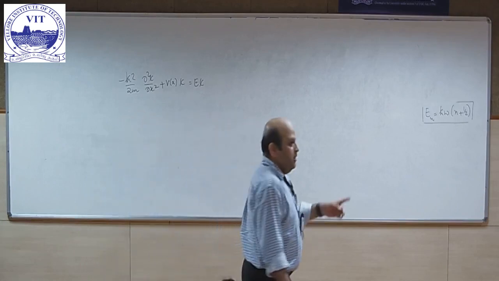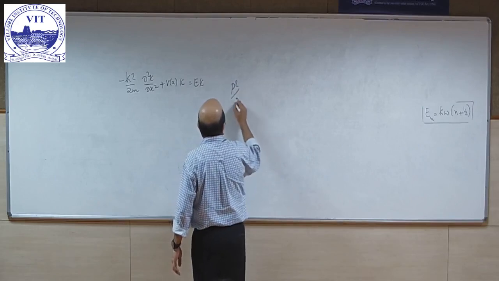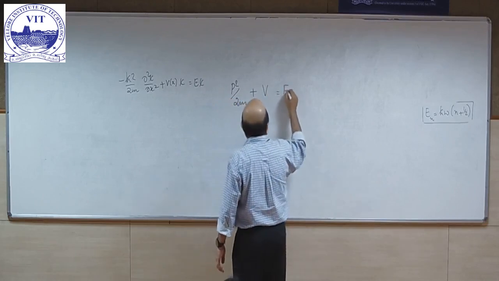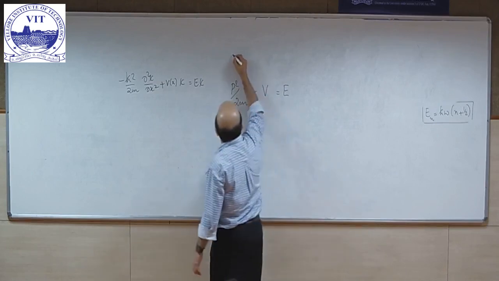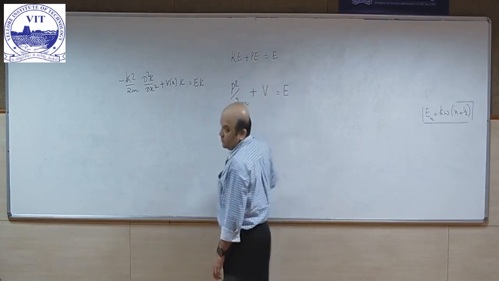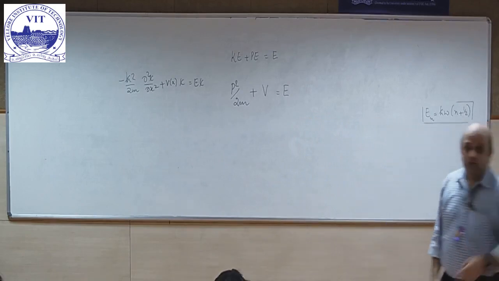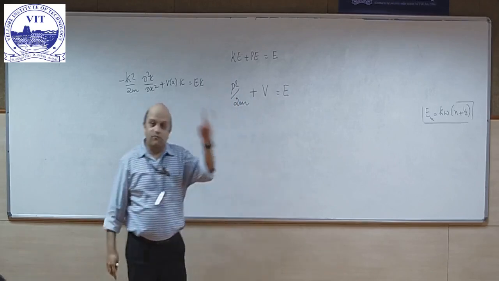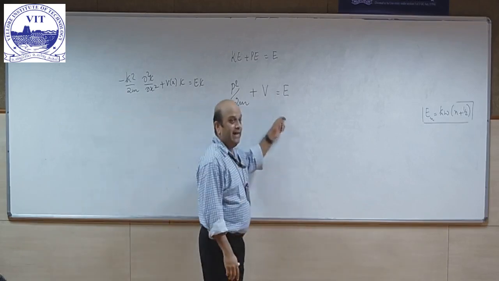Initially you had written this as p square by 2m plus the potential energy, which is given as the total energy. That's my classical way of writing the total energy as the sum of the kinetic energy plus the potential energy. The difference of what we did was, instead of writing the kinetic energy as p square by 2m, we wrote the operator form of the momentum p, and the operator form of x.